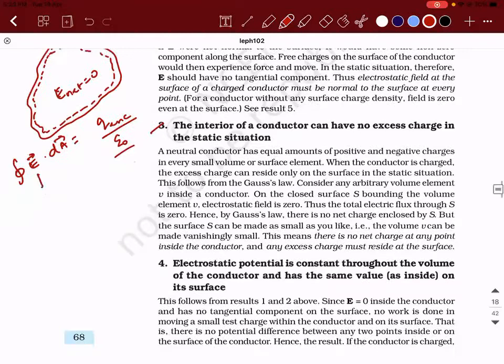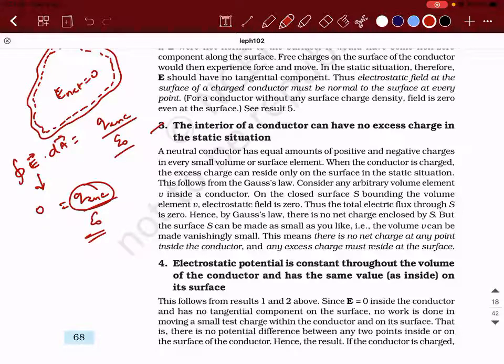But what can I say about the net electric field inside? When the net electric field is zero inside, what is going to be zero on the other side? Charge enclosed is going to, sorry, epsilon naught. The charge enclosed is going to be zero. Where is it happening? It is happening in the interior of the conductor.